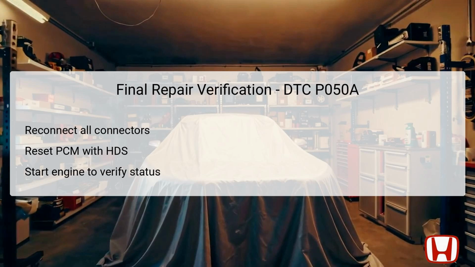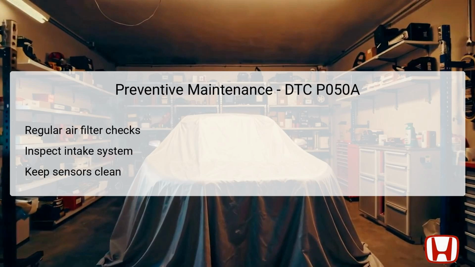Follow this by letting the engine idle for about 10 seconds to monitor its performance. Finally, check the OBD status using the HDS to verify whether DTC P050A has returned or whether it indicates a pass. If it indicates a pass, the troubleshooting will be complete, confirming that the cold start idle air control system is now functioning correctly.